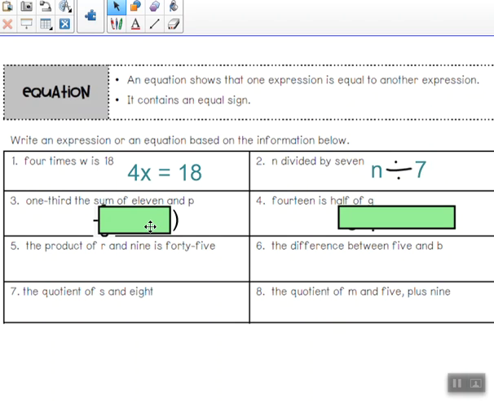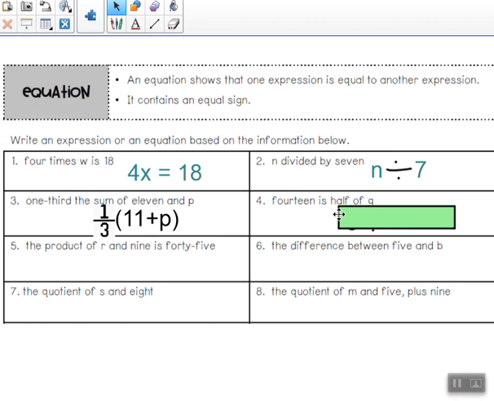1/3 the sum of 11 and P. Now I'm looking for that word is or it equals to, and I don't see it, so I'm really just writing an expression. 1/3 the sum of 11 and P. So I want that information in parentheses, and I want 1/3 of it. So I could just multiply this by whatever that would be.